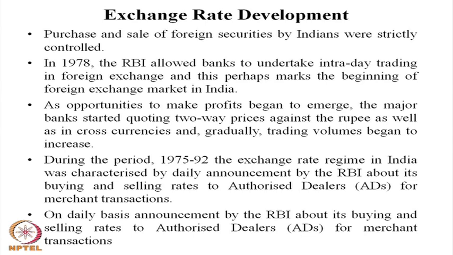So, this was a control regime. There was no development of the external value of the rupee. In a control regime there is no market determination of the exchange rate, and there was no exchange rate movement at all. On a daily basis, an announcement was given by the RBI for buying and selling of foreign currency, and authorized dealers did transactions on that basis. Only on intraday positions they made a little fee income. So, there was no development of the Indian rupee up to 92.